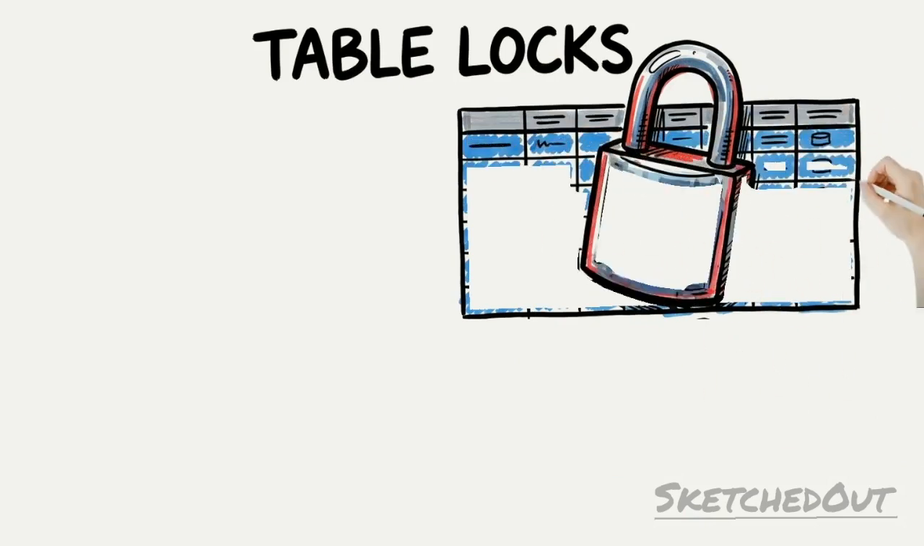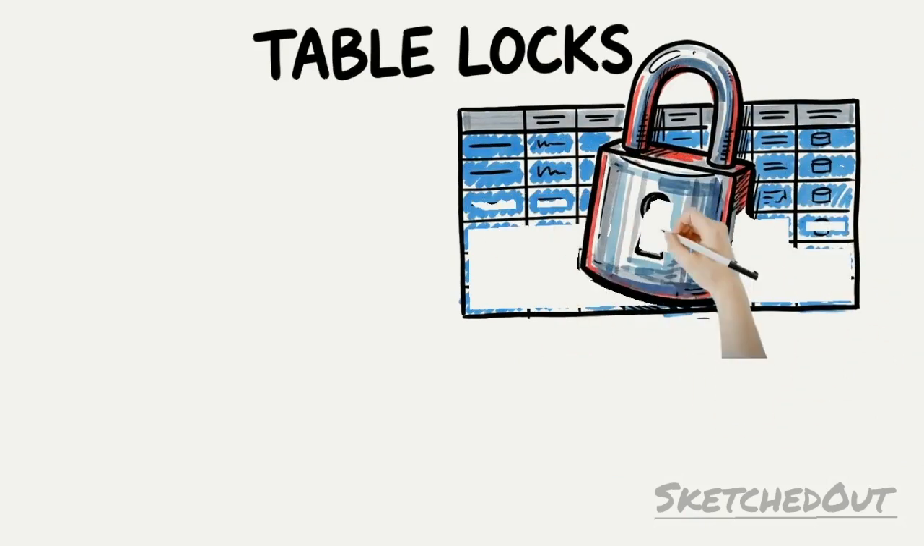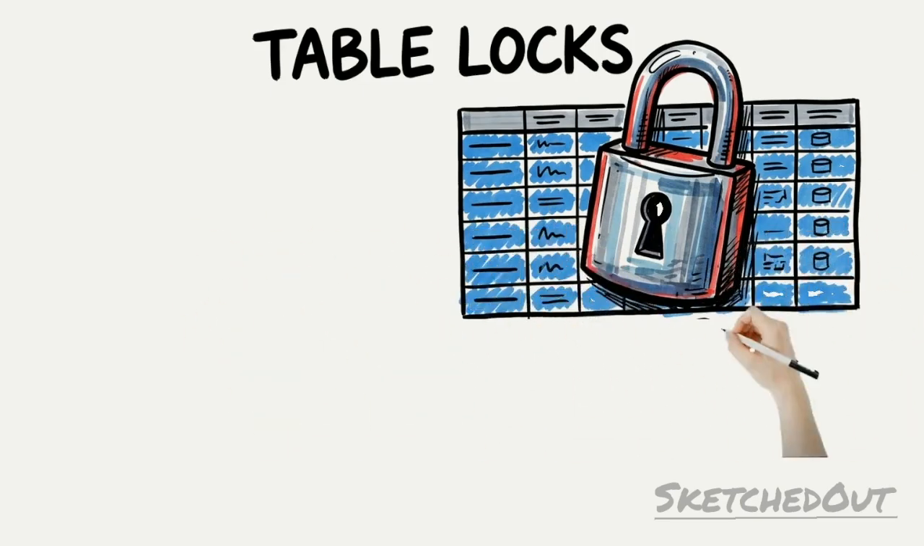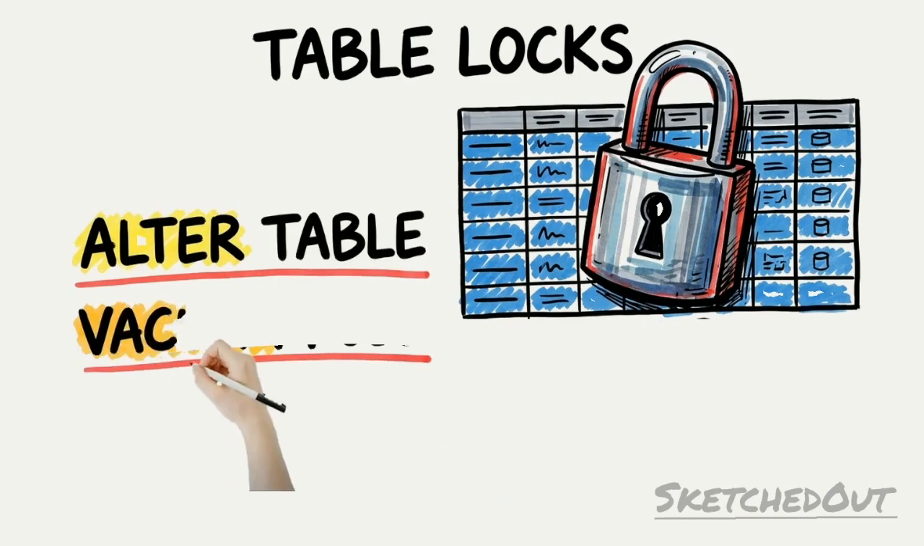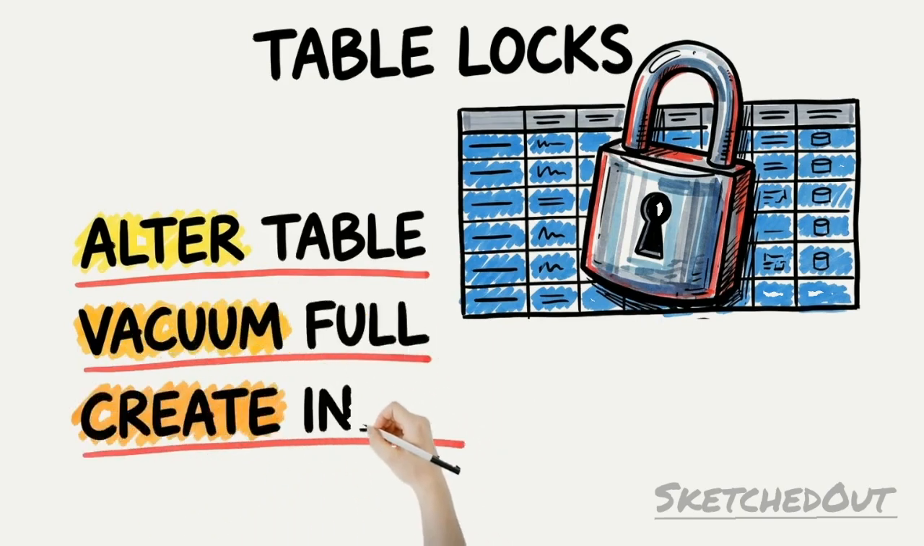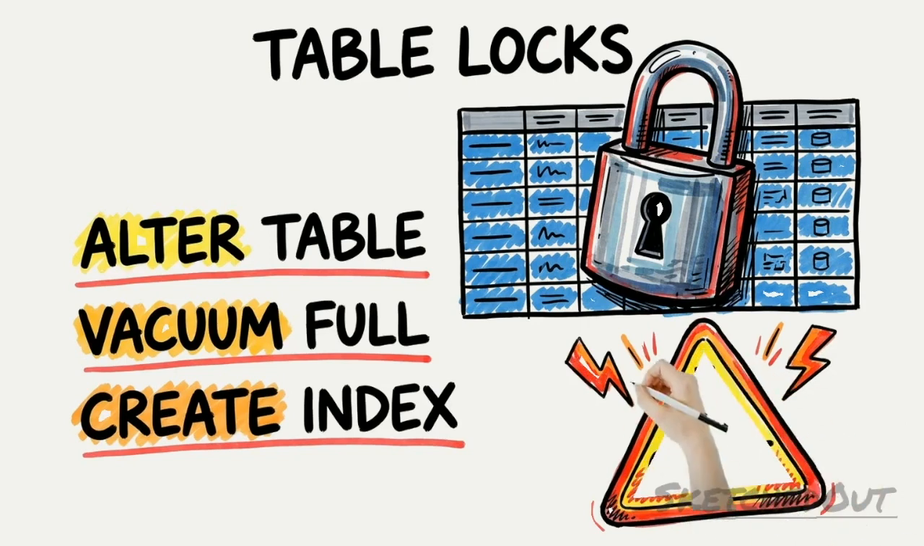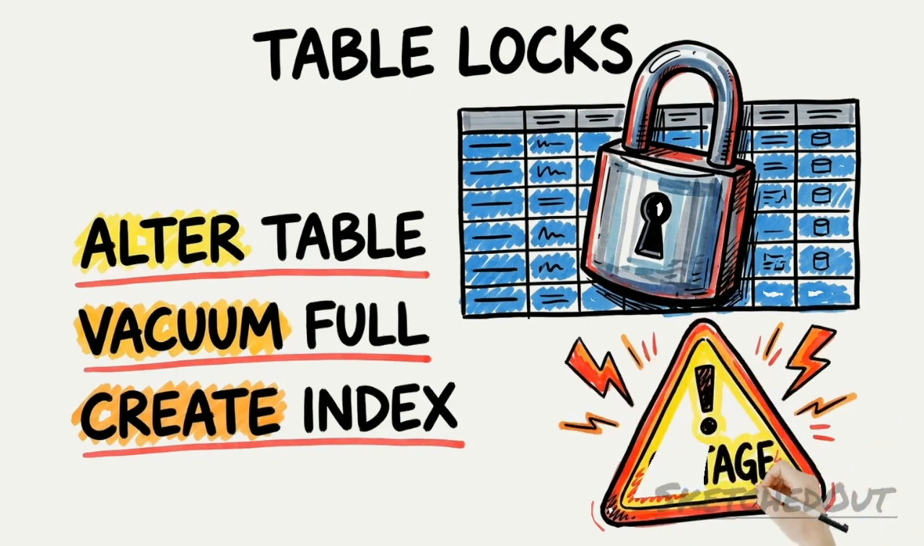Table locks are heavier and often invisible. Most reads and writes take light table locks that don't conflict with each other. But some operations, a rare few, take an exclusive lock on the entire table. Alter table in most forms is one of them. So is vacuum full from episode 1. So is a regular create index from episode 2. When these run, nothing else can even read the table until they finish. On a busy production table, this is a genuine outage disguised as a routine change.